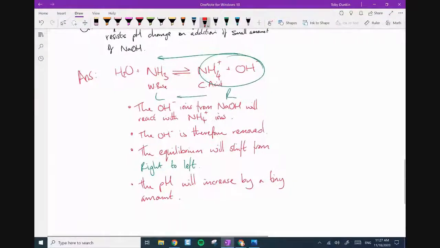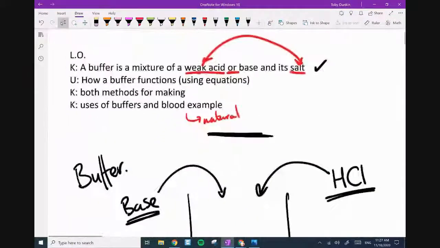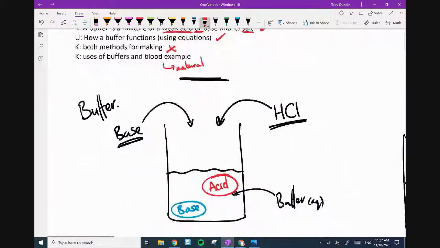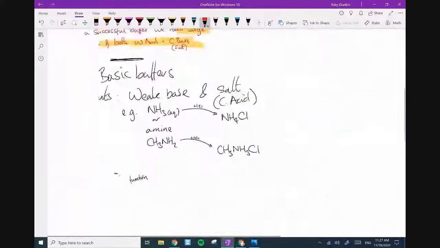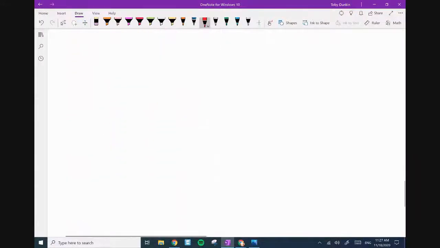So let's have a look at my learning objectives. Know the definition of a buffer and what it contains. Number two, understand how a buffer functions using equations. Definitely got to that point. Both methods of making, we have not done this one yet. Uses of buffers, we can add that one and blood as an example. So I can do my fourth learning objective today: the uses of buffers.